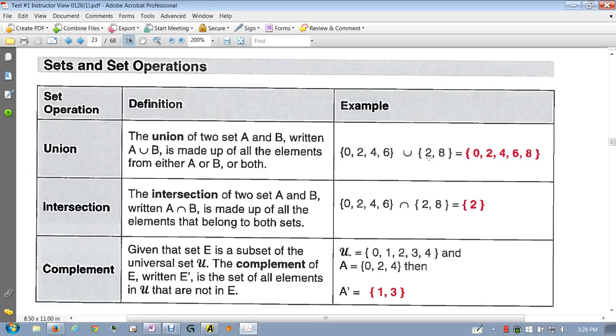The intersection of two sets is the elements that belong to both sets. So look at this. 0, 2, 4, 6, and 2, 8. What are the elements that belong to both sets? 2. 2 is the only element that belongs to both.